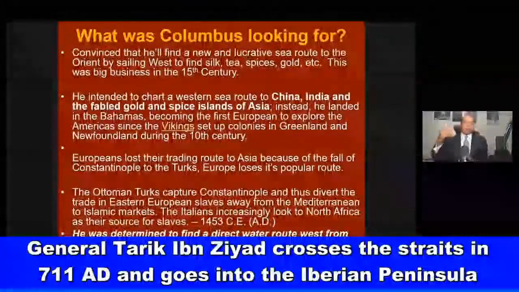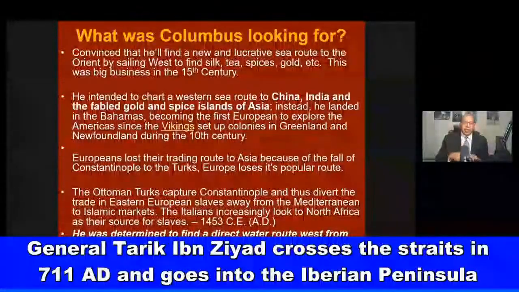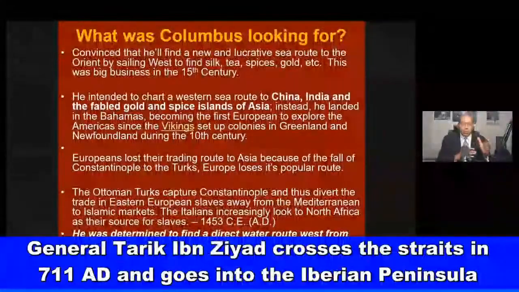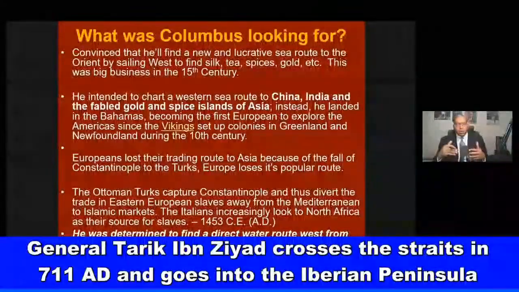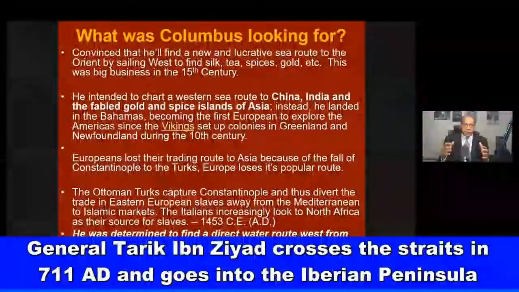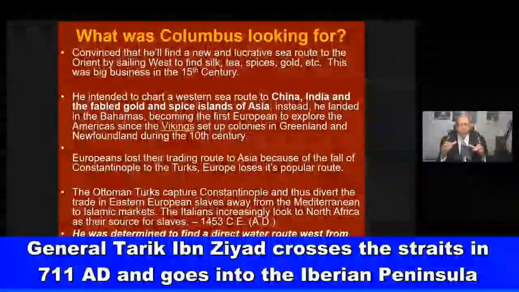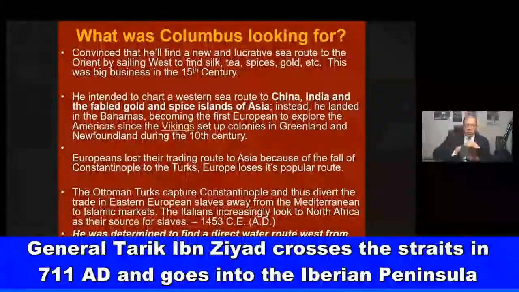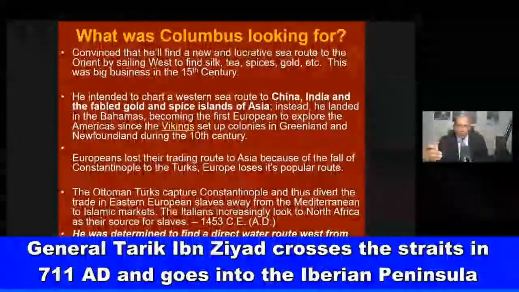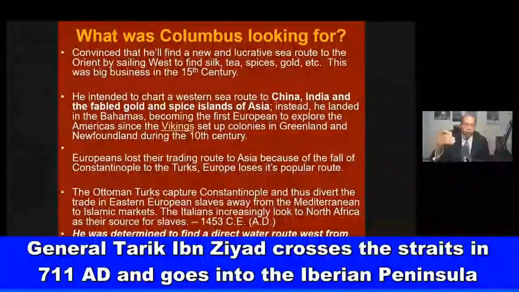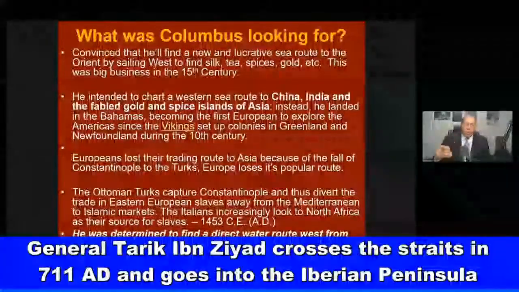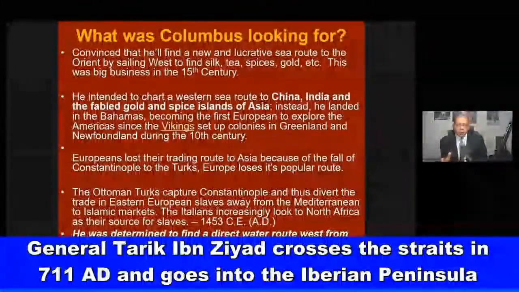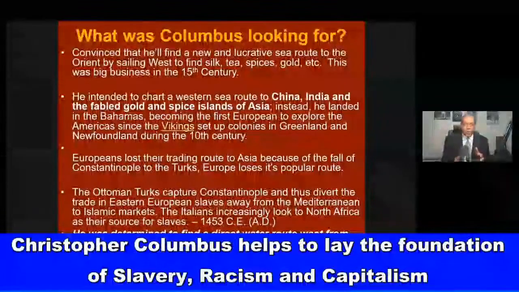Now, what was Columbus looking for? Convinced that he would find a new lucrative sea route to the Orient, to Asia, by sailing west to find silk, tea, spices, gold, etc. This was big business in the 15th century. Europeans lost their trading route to Asia because of the fall of Constantinople to the Ottoman Turks. The Ottoman Turks captured Constantinople and thus diverted the trade in Eastern European slaves away from the Mediterranean to Islamic markets. The Italians increasingly looked to North Africa as their source for slaves.